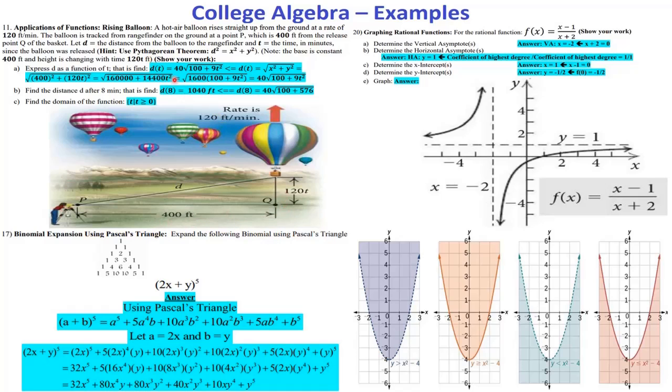So then d is the square root of x squared plus y squared. Then x, we know it is 400, square that, and y is 120t squared. Then when you solve this, you will end up with the equation 40 square root of 100 plus 9t squared.